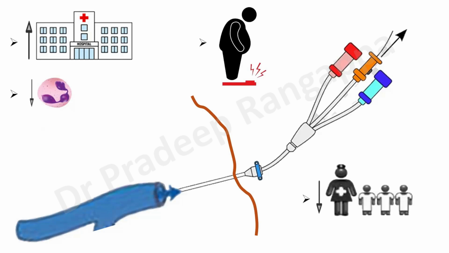So when the ICU gets busy, the nurse may be looking after 2, 3 patients. This puts the patients at the highest risk of developing CLABSI. So these are some of the patient and environmental factors.